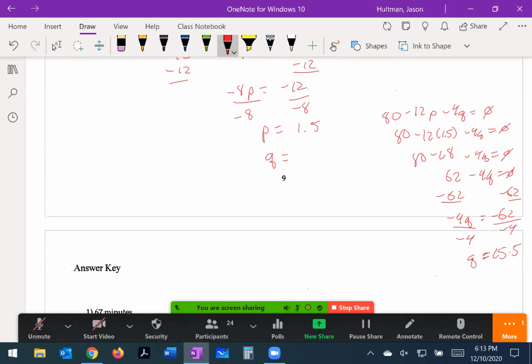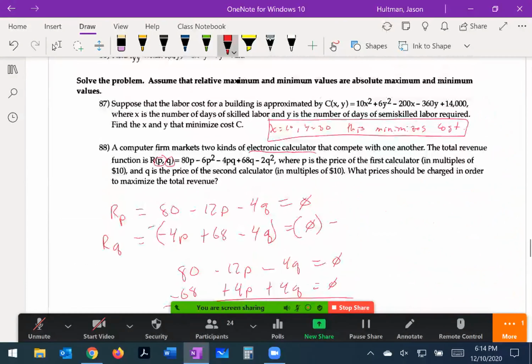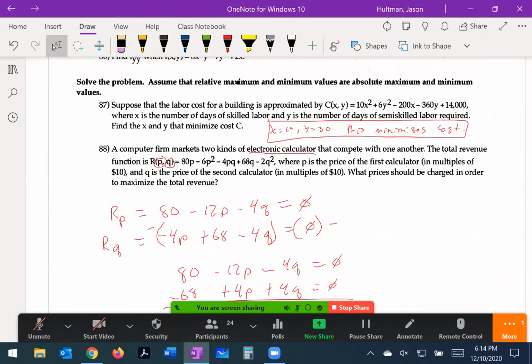Okay, so we get P is 1.5 and Q is equal to 15.5. But again, these are in tens, so I've got to multiply both of them by 10, and I get P is equal to $15, and Q is equal to $155. So the first calculator should be sold for $15, and the second one should be sold for $155 to maximize the total revenue.